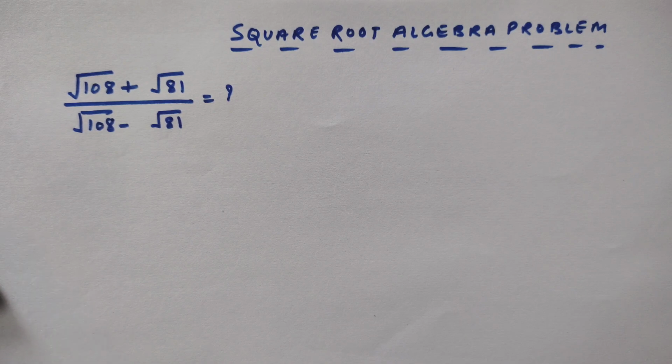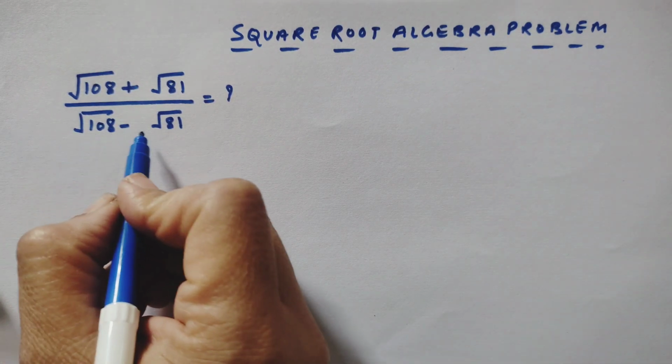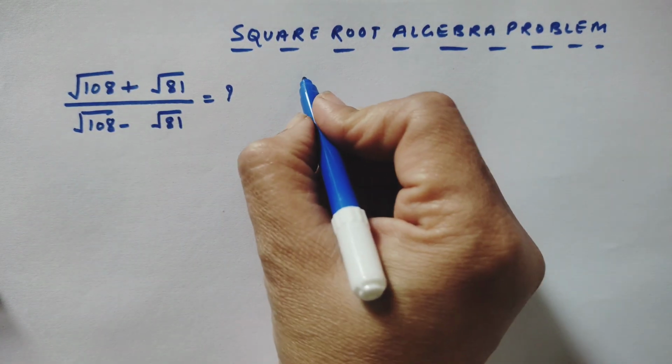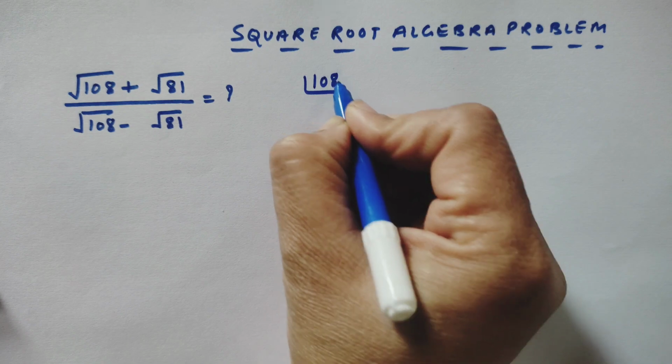Square root of 108 plus square root of 81 upon square root of 108 minus square root of 81. We need to find the value of this term. So for this, first of all, we will factorize the number 108.